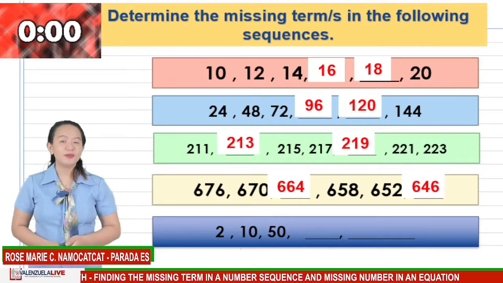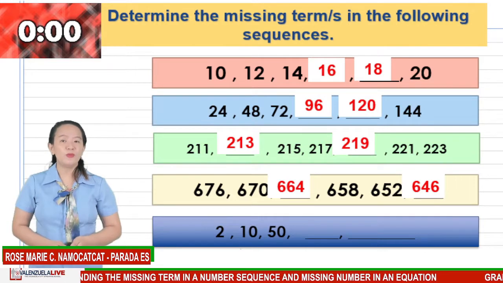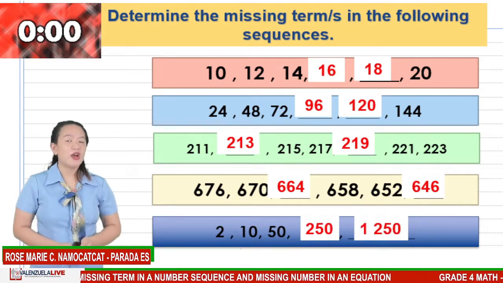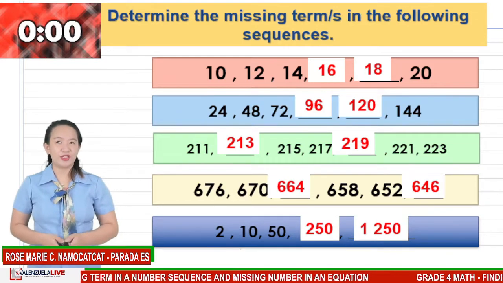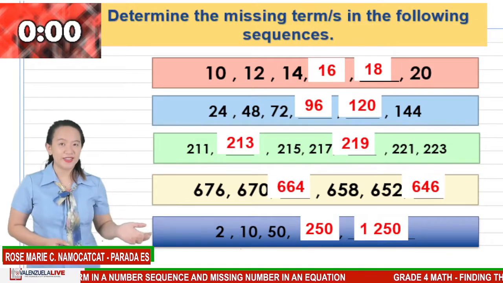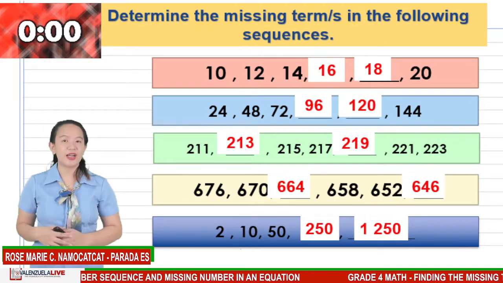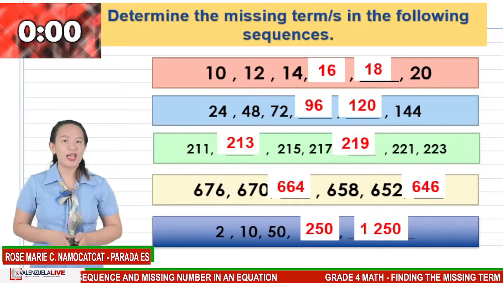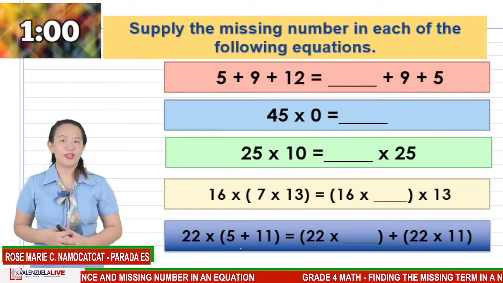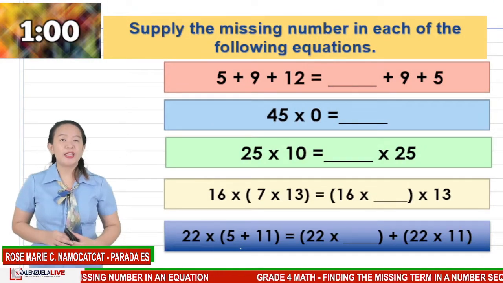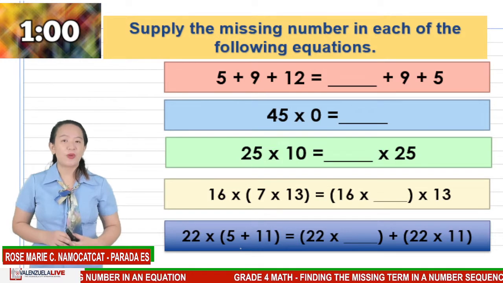The next one, 2, 10, 50, 250, and then 1,250. So do we get the same answer here? Great. It really shows that you listen very well in our discussion. So let's have another activity. This time, you need to supply the missing number in each of the following equations.